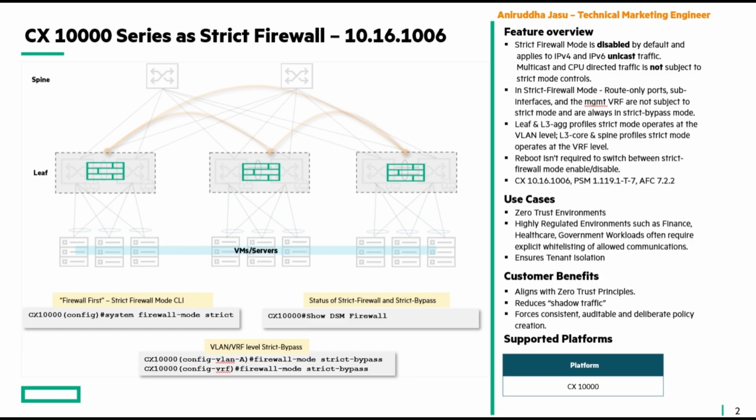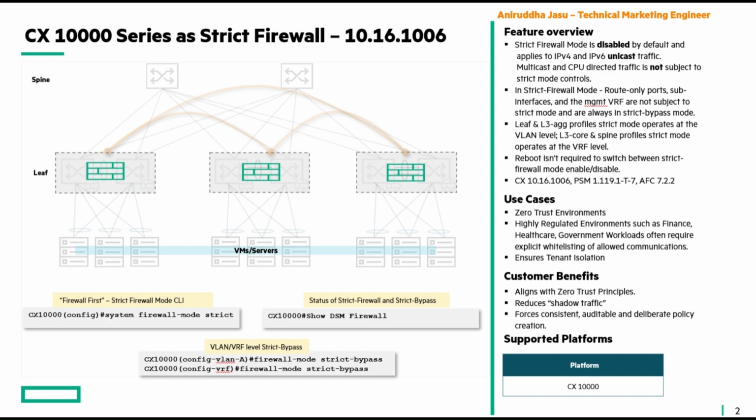Customer benefits: it aligns with the zero trust principles, which we are claiming. It reduces shadow traffic. There may be many things which may be happening and you do not necessarily have to track everything. Now the switch firewalling within, if you enable that mode, would do it, right? Obviously, there are a lot of things which you may not know and it is still hitting the switch or passing through the switch. It forces consistent, auditable, and deliberate policy creation. So it's like a routine. It's a one-time thing, let's say, because that's what you're doing in the general firewall as well.